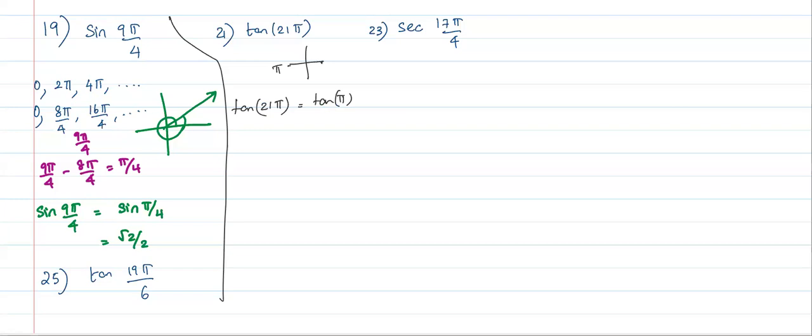What is tan pi? At this tan pi, my point is negative 1 comma 0. And tangent is y over x. So 0 over negative 1 is still 0. So tan pi is 0.